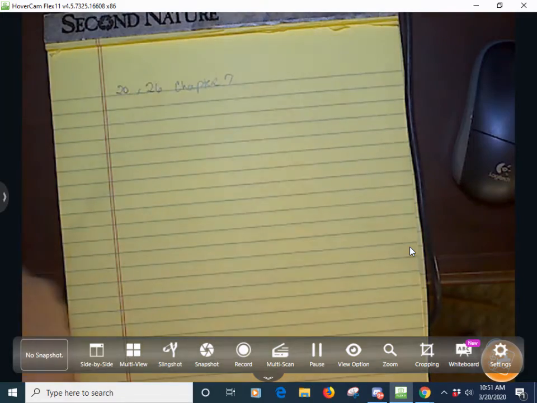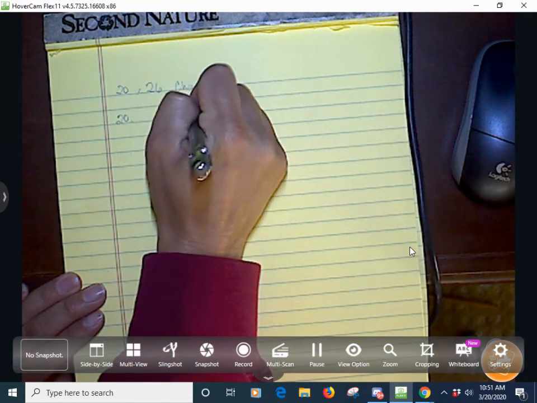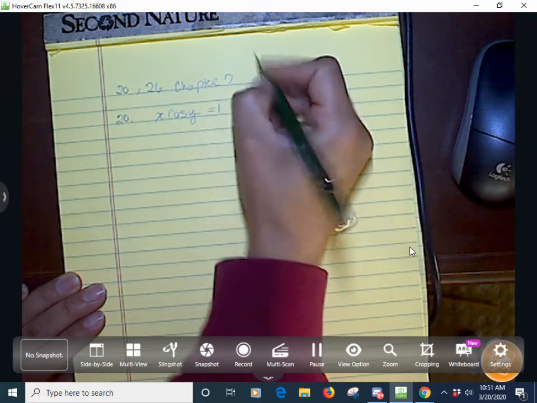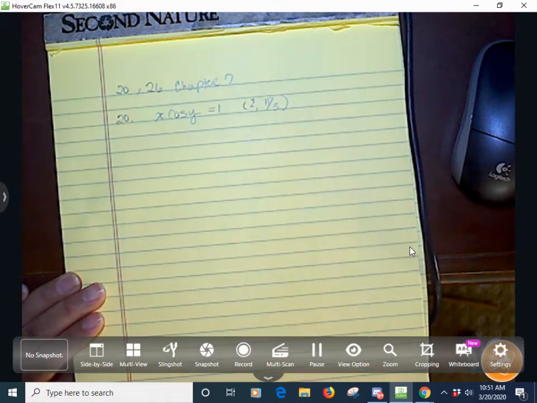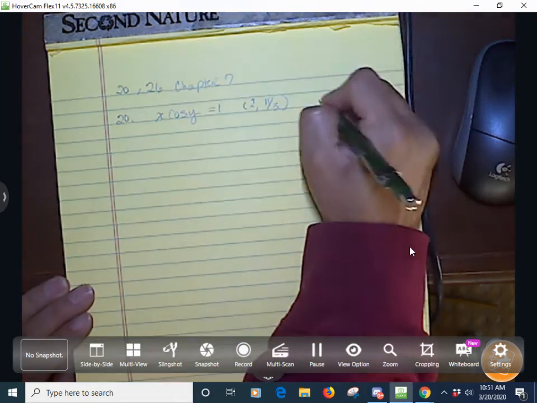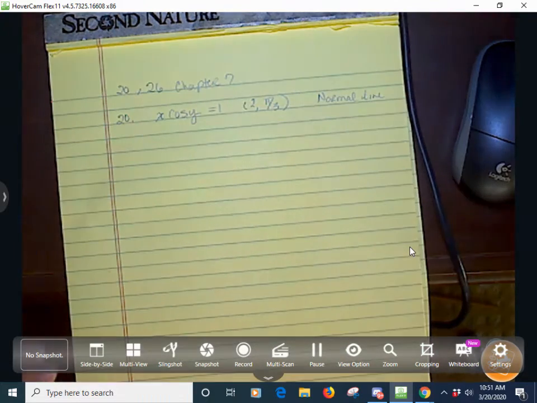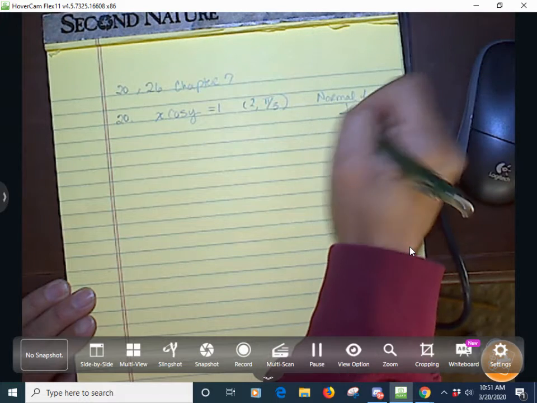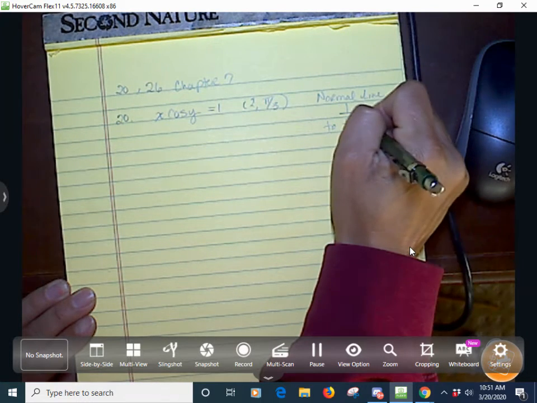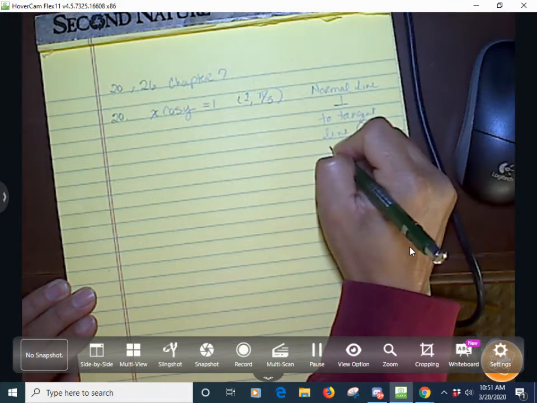So let me write that equation down. x cosine y equals 1 at (2, pi over 3). And we want to find the normal line. So what is a normal line? A normal line is a line that is perpendicular to the tangent line at the point of tangency.